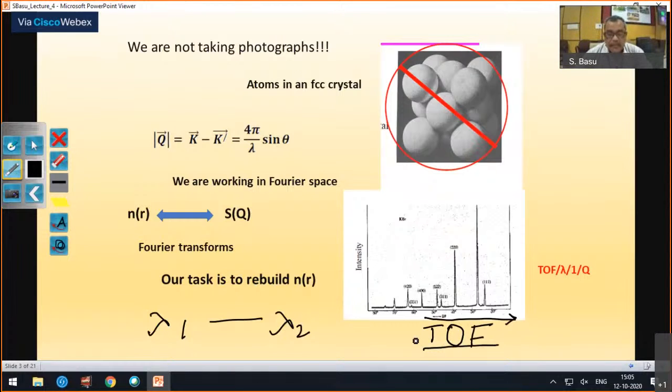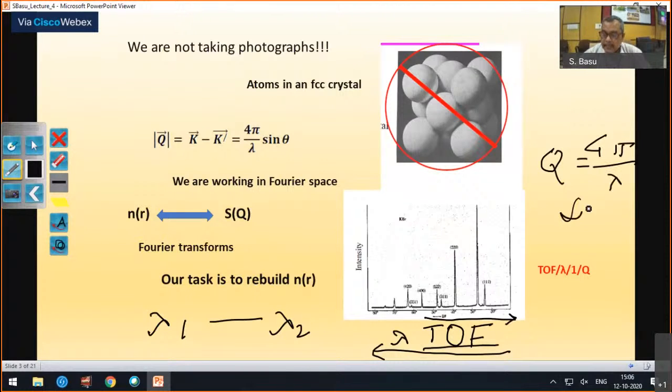But interestingly, as the time of flight becomes larger and larger, that means the neutrons are slower and slower. So in lambda, you are going in the other direction. The lambda is shorter in this direction and longer here. And since Q is equal to 4 pi by lambda sine theta, as I go to larger and larger lambda, my Q becomes smaller and smaller.